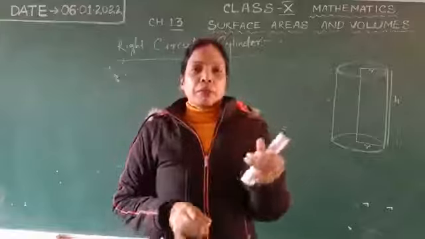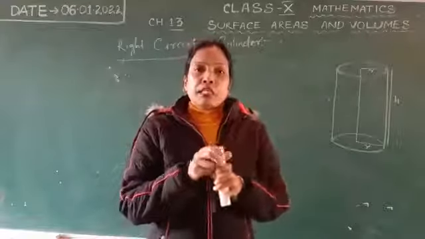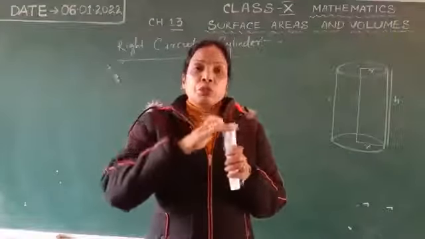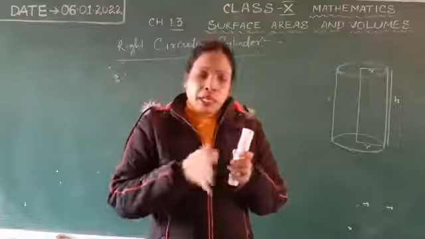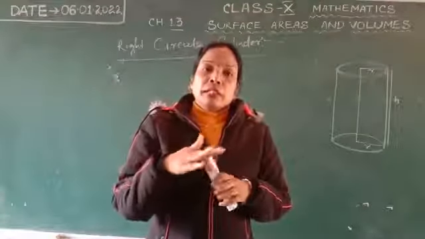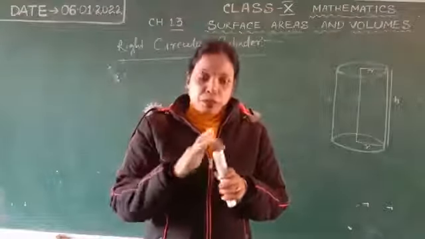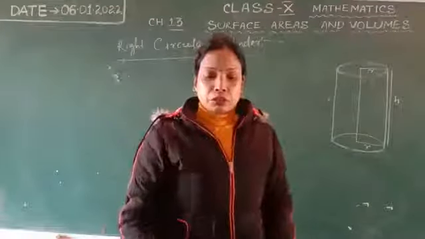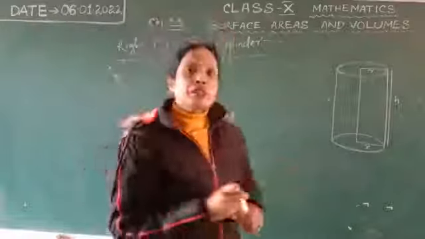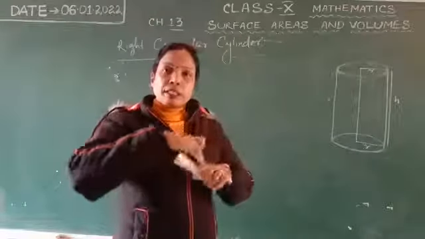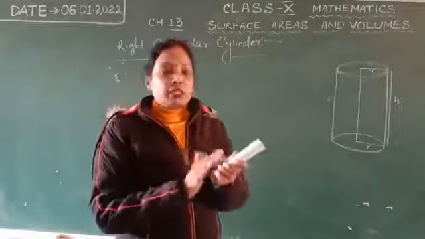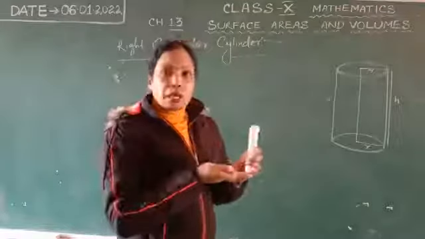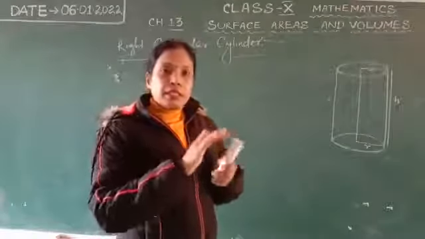Okay. So here, how many faces are there? Now 3 faces: 2 circular flat faces and 1 curved face. So here you see, what is the curved surface area? Now this area is called the curved surface area. Here it is r, the radius, and here it is the height.